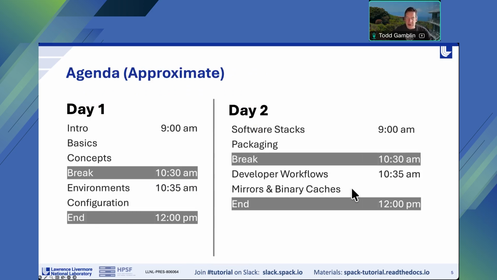And then mirrors and binary caches is basically how to speed up your workflow by hosting the sources and binaries for what you're working on in S3 or on a website or in a file system. Right.